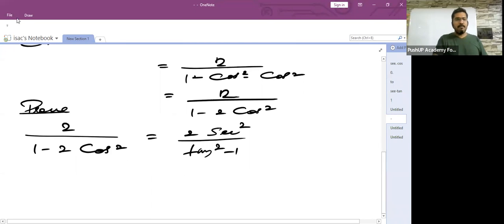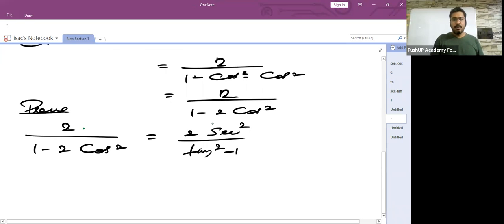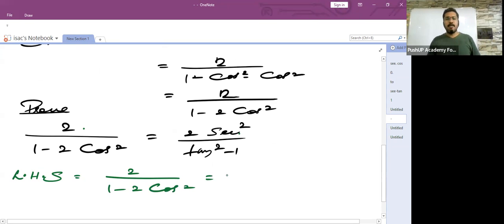Children, so what happened all of a sudden here? In the numerator, were you having c square? No. But on the right hand side, you are having c square, isn't it? Shall I do one thing? Shall I take the LHS? Just a minute. 2 upon 1 minus 2 cos square. This is what you have as of now. Children, shall I do one thing? Shall I multiply the numerator and denominator with sec square? It's permitted, no?